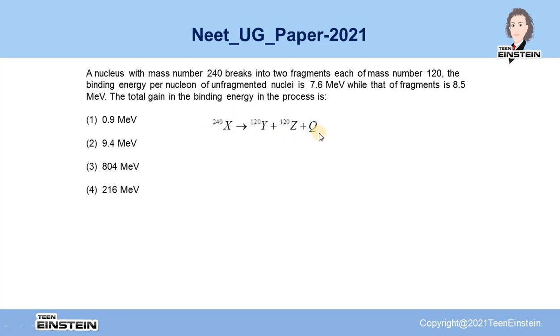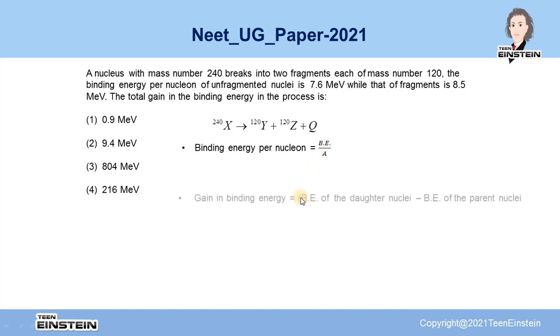This is typically a fission reaction, and there will be release in energy because there is gain in binding energy, and this energy Q is actually the measure of gain in binding energy. So we have to find out or calculate the total gain in binding energy in this fission reaction. So what is binding energy per nucleon? It is total binding energy divided by mass number.